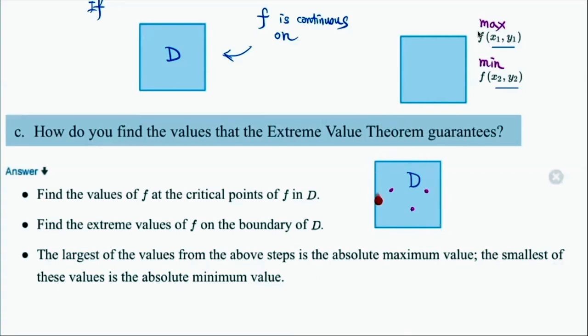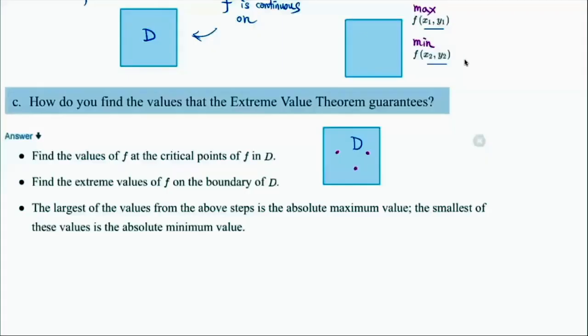And then we're going to find the extreme values of the function on the boundary of this D, because the extreme value can only happen either at critical points or at the boundary of the set. So we're going to compare the function value at those critical points and also the extreme values on the boundary of the set. Then the largest of those values will be the absolute max, and the smallest of those values will be the absolute min.